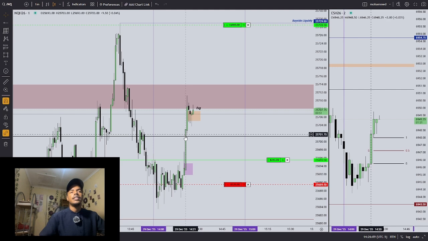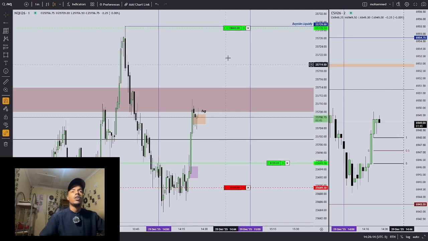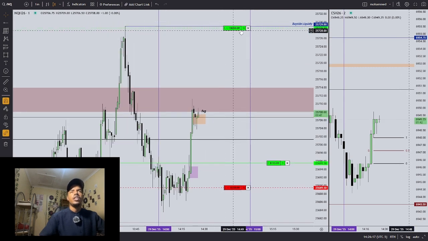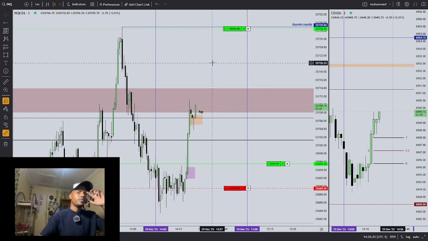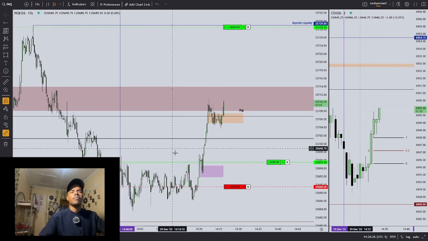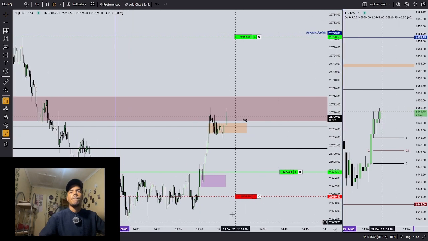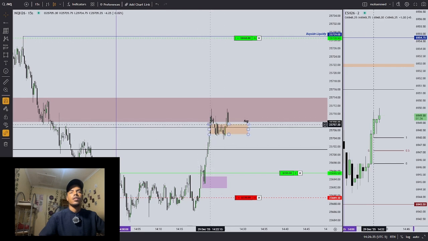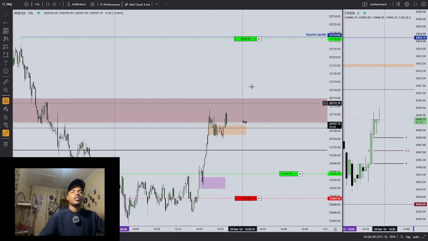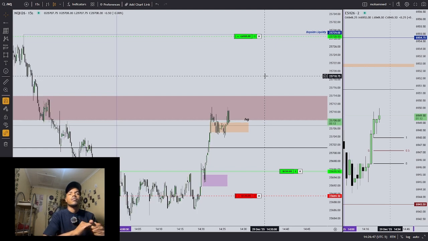There you go. That's a nice push up. Let's go to the lower time frame. Seems like we are in a buy market and make a buy model. Let's just give it a break. You can see the fair value gap is being respected on ES or NQ as well.